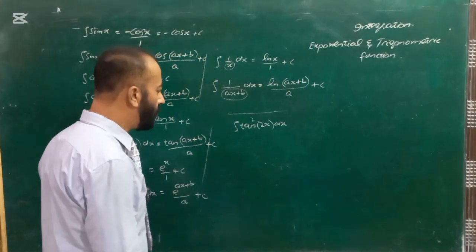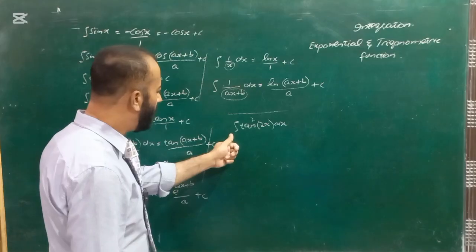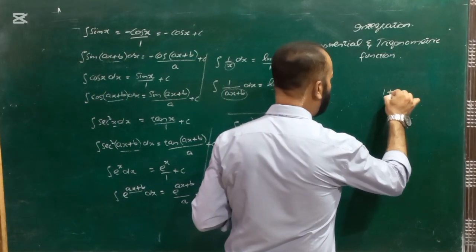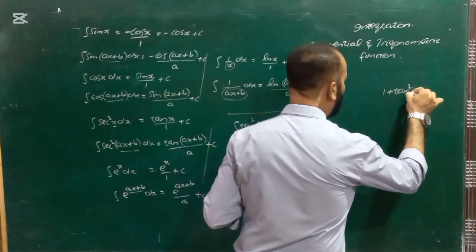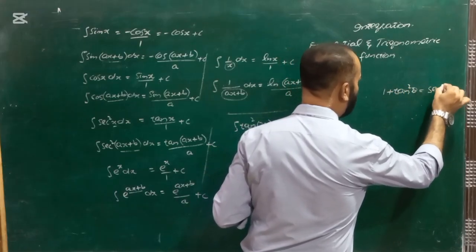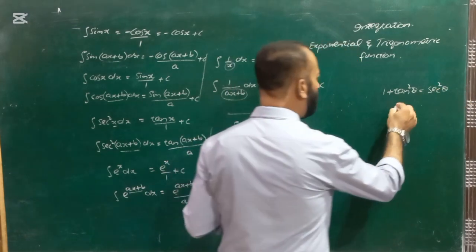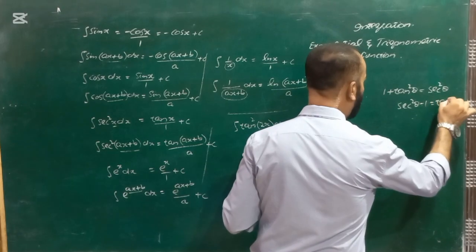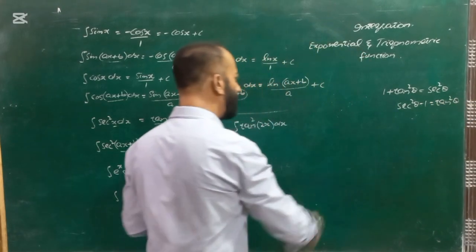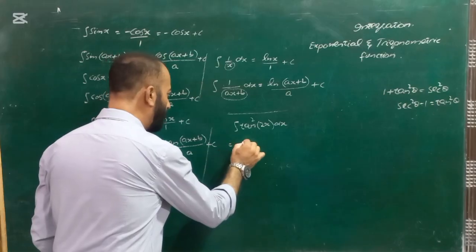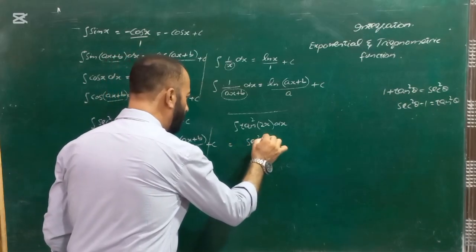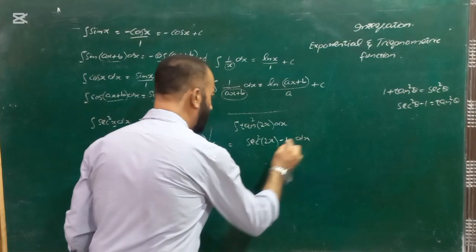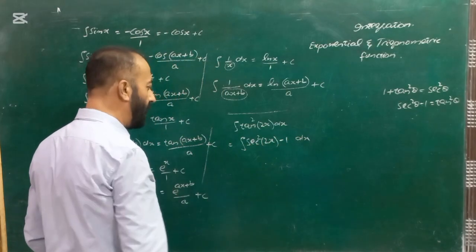Here is another question. The question is to find the integral of tan square 2x. So here is a formula. We know 1 plus tan square theta is equal to secant square theta. This is a formula of trigonometry. From here you can see the formula will become secant square theta minus 1 is equal to tan square theta. Okay, first we will put this formula over here. So it will be secant square 2x minus 1 dx.